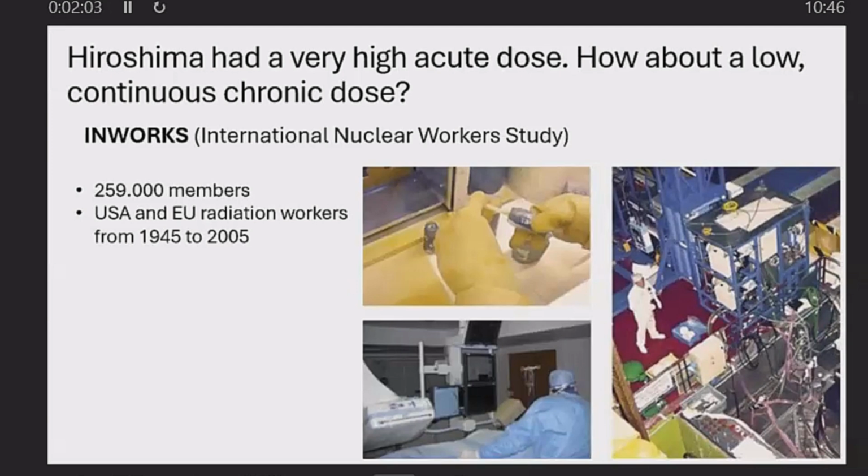And they were tracked between 1945 to 2005. I don't know if it's still ongoing or not. And these people are, of course, receiving a low dose over time. This is really more what we care about, I think. It's more interesting to us. And what did they find?